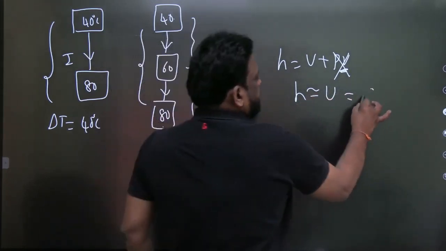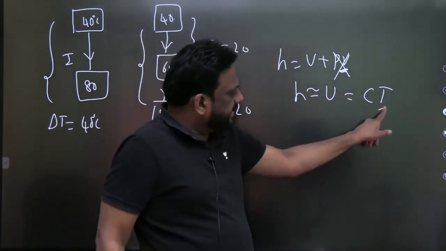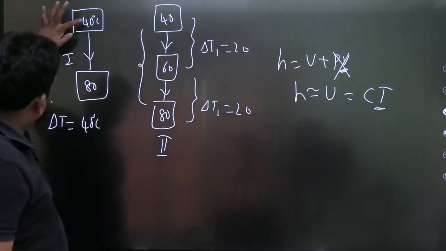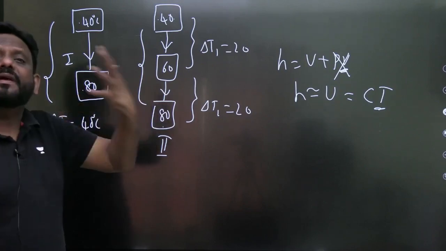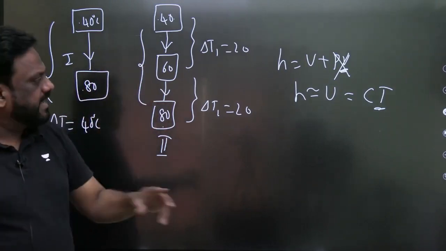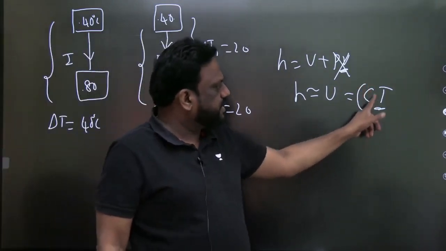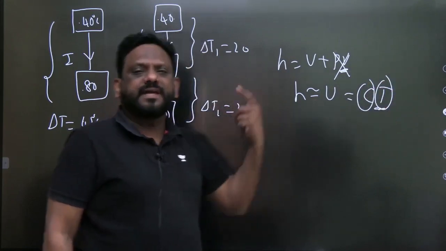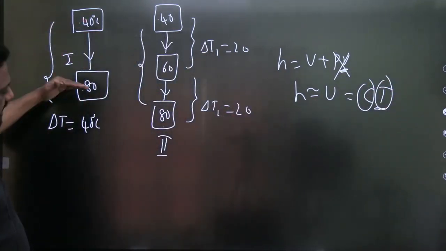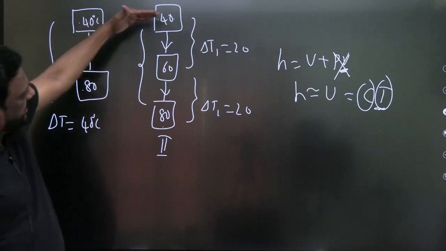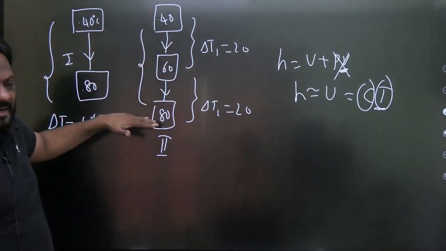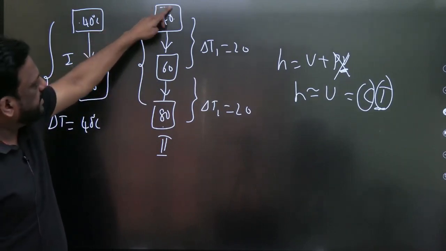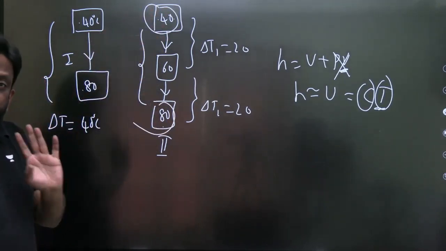But U can be written as CT. So as the initial temperature and final temperature are the same in both the cases, enthalpies will be the same, because specific heat is assumed to be constant. Initially it is 40 and finally it is 80 in both cases. Forget about the intermediate stage, we are talking about the final. So as temperatures are the same, enthalpies will be the same.